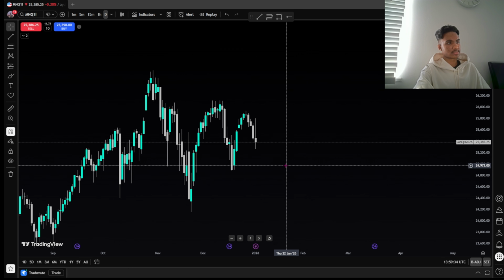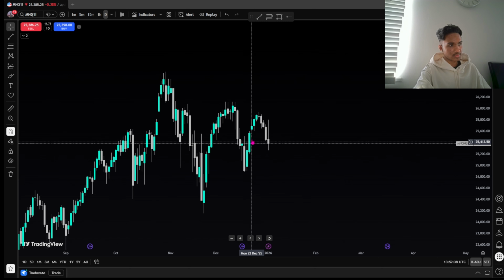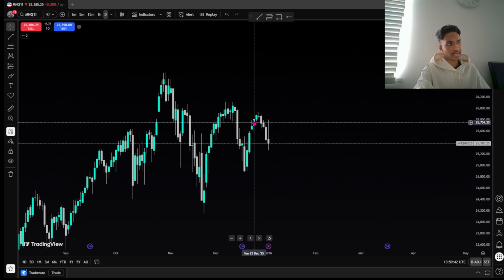Let's just get some more examples. So let's say here, 1, 2, 3. These past 3 candles are very bullish. So the next day I'm looking for buys. Okay.